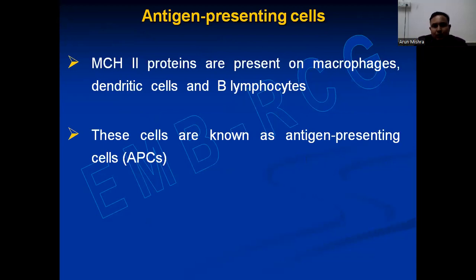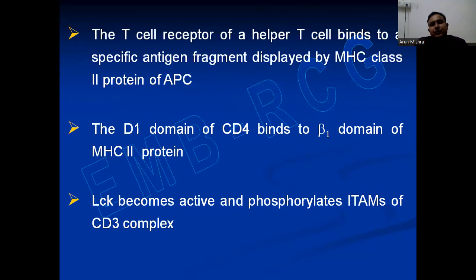Now we look at antigen presenting cells. The MHC2 proteins are present on macrophages, dendritic cells, and B lymphocytes. These cells are known as antigen presenting cells or APCs. The T cell receptor of a helper T cell binds to the specific antigen fragment displayed by MHC class 2 proteins of antigen presenting cells.